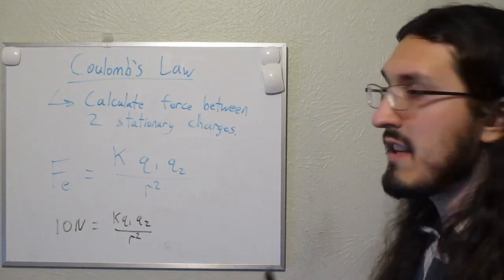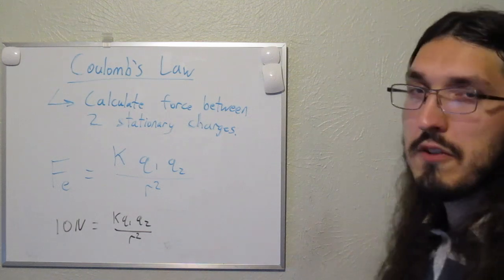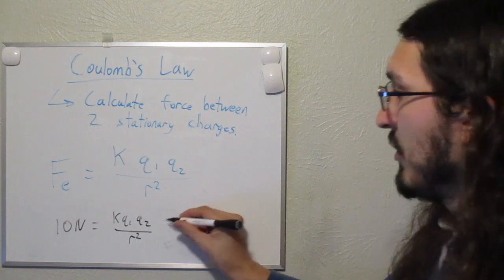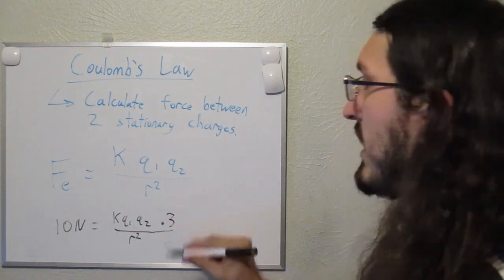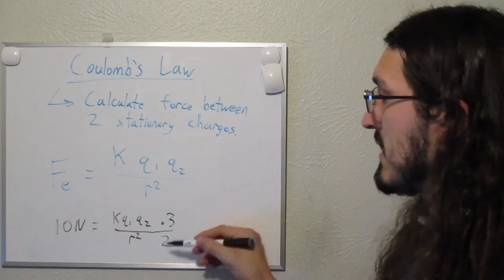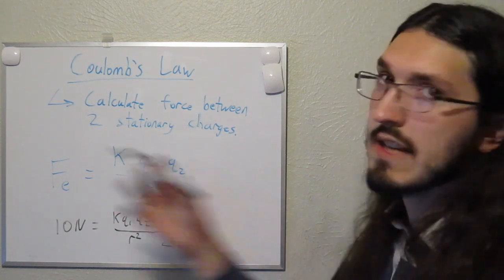Let's say instead of doubling the first charge, I tripled the first charge and then halved the second charge. So that would mean I multiply by 3 for the first charge, and then because I halved the second charge, I had to divide by 2. Since now I'm multiplying 3 and dividing by 2 over here on this side, I have to do the same thing to the other side.